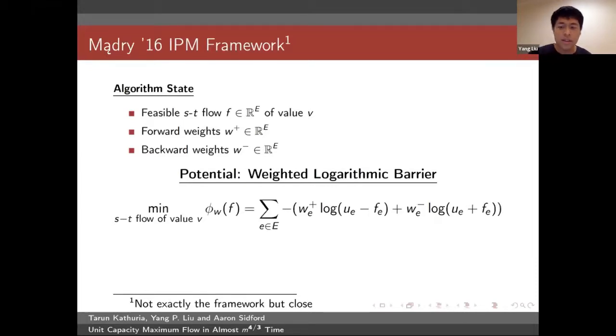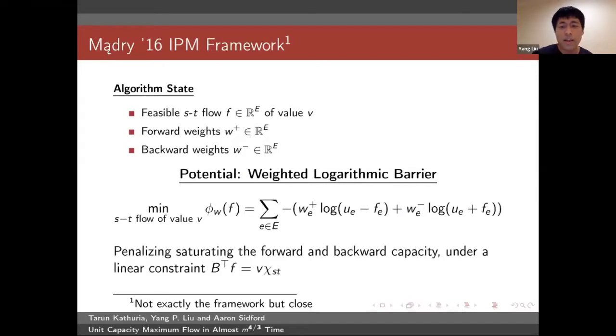The way you should think about this is u_e minus f_e is the residual forward capacity, and u_e plus f_e is the residual backwards capacity. So to minimize this function, you're really ensuring that the flow isn't getting too close to saturating either of the forward or backward constraints, while it routes exactly v units from s to t.